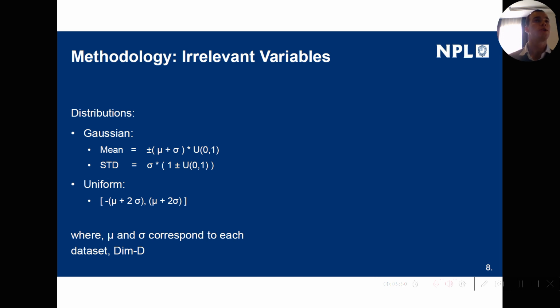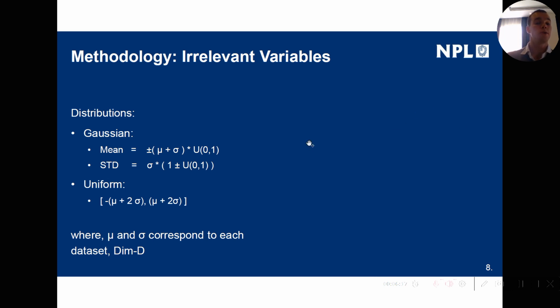So onto the irrelevant variables. So we've chosen to use 2 different distributions to generate our irrelevant variables. So a Gaussian distribution, which has a mean that can range from anywhere between the mean of the data set plus the standard deviation of the data set, and then a standard deviation which can range between plus or minus 2 of the standard deviation of the data set.